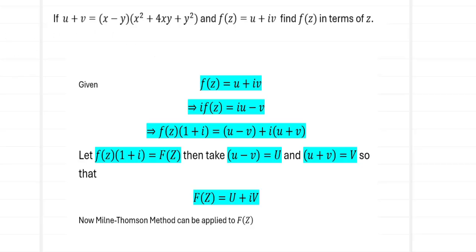In which case, the quantity which has been given to me is my u plus v. Where is my u plus v? My u plus v is taken as my capital V. So what I have been given is my capital V. I will have to apply the Milne Thomson method for my capital V. So we will proceed with this. What is going to be my step 1 in it? For the given function, U plus V, which is taken as my capital V, has been given as x minus y into x square plus 4xy plus y square.